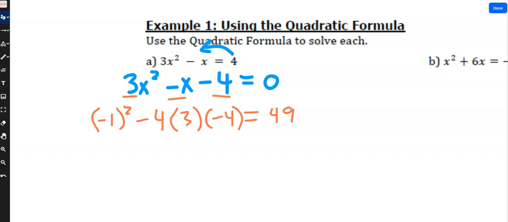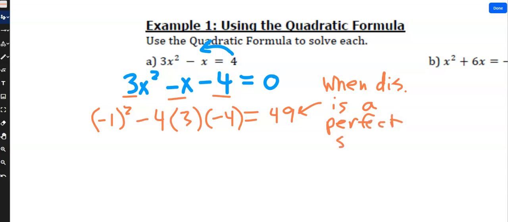Now, I do want you to realize something before we keep going. When the discriminant, I'll just abbreviate DIS, is a perfect square, we now know it can be factored.